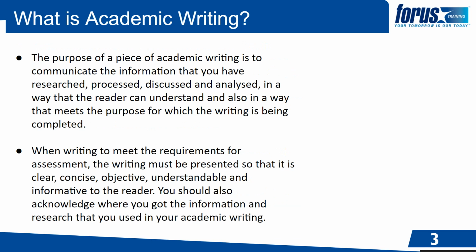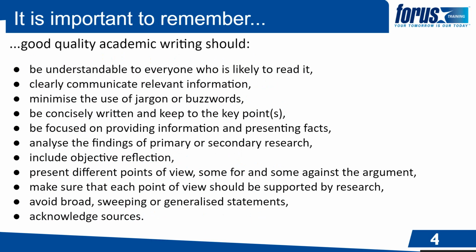The purpose of a piece of academic writing is to communicate the information that you've researched, processed, discussed and analysed in a way that the reader can understand and also in a way that meets the purpose for which the writing is being completed. When writing to meet the requirements for assessment, the writing must be presented so that it is clear, concise, objective, understandable and informative to the reader. You should also acknowledge where you got the information and research that you used in your academic writing.